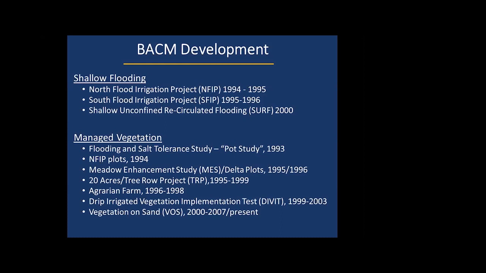Then after that, we started getting a little bit bigger. So we had the Agrarian farm, which was done off of Keeler, and that was a 40 acre project. We also have the DIVET, another acronym, drip irrigated vegetation implementation test, that was done, and that was actually, I think, four or five different plots of about 10 acres in size each. So it was about 50 acres in size. And then we had the vegetation on sand, or the VOS, project that was done also on the north sand sheet. But that was something that was supposed to be sort of a model of how you would transition from shallow flooding to vegetation. So it was kind of a combination type project.